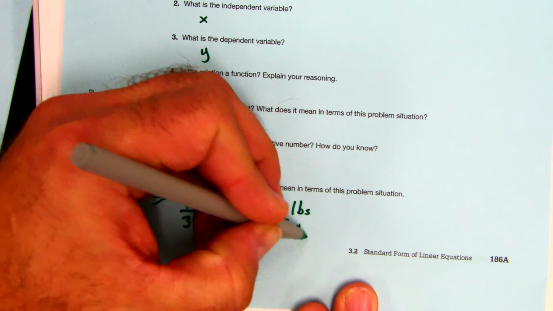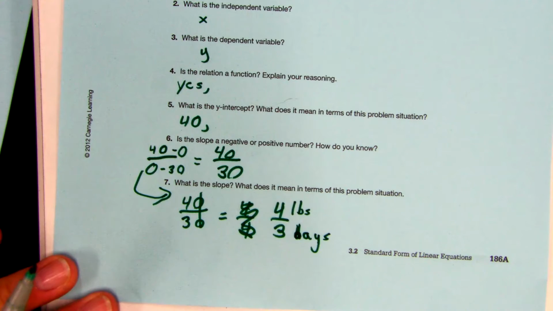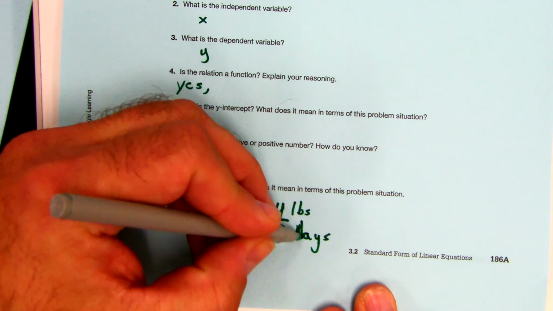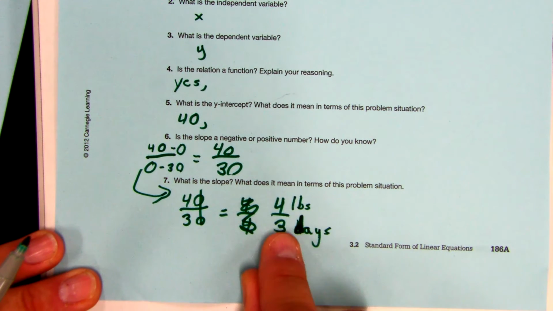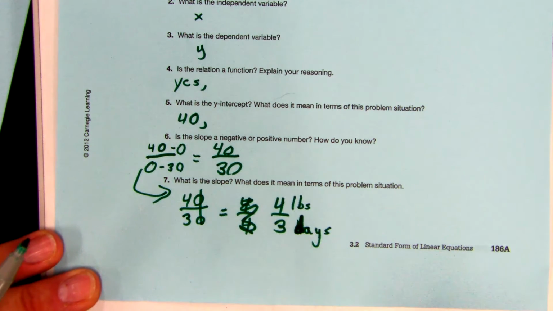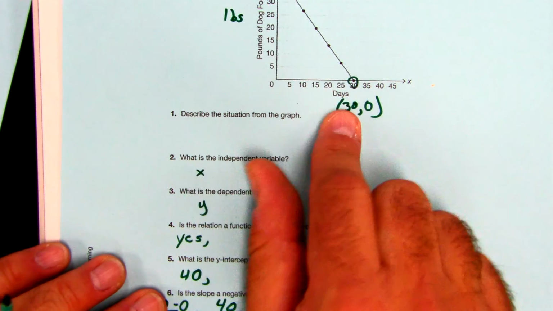Right. Sorry, my dyslexia. This is supposed to be a D, not a B. I apologize. So it's 4 pounds per 3 days. That's what a slope tells me. And it's the words. This is what many of you have to get used to. You're using the Y word over the X word.